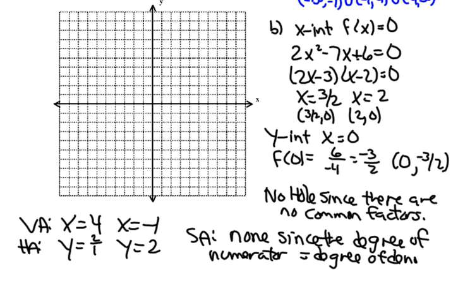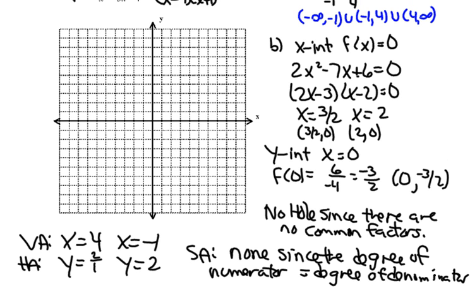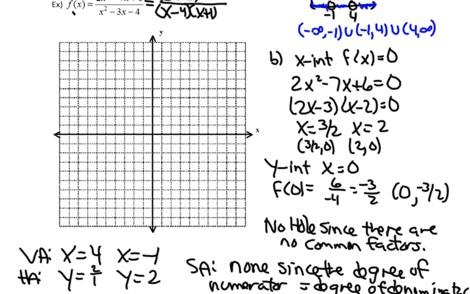Because remember, the definition would tell me the degree of the numerator must be bigger than the degree of the denominator. That is not the case for this. Okay. All right, so what I would like to do is to at least start graphing on the coordinate plane here what I have so far.